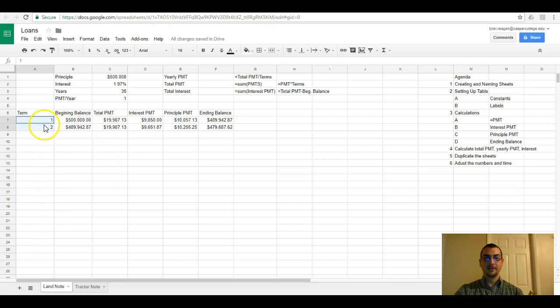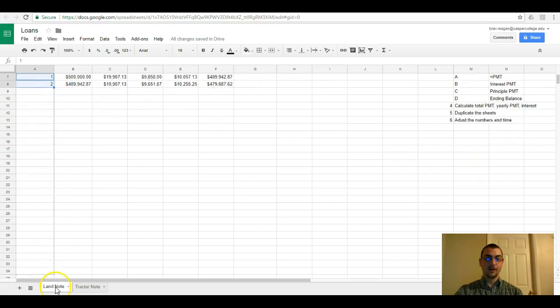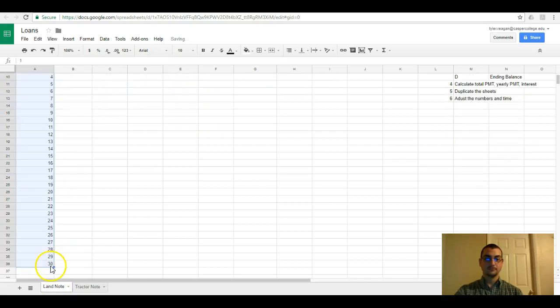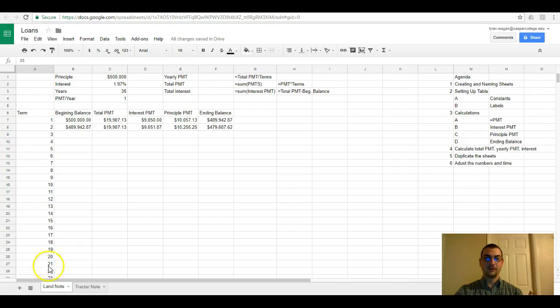So after we get that done, we want to say, all right, the number of terms, which is how many times you're going to make a payment, is equal to the number of years times the payments per year. So in this case, it's 35 times 1. So I want to go ahead and drag these terms all the way down to 35. We're almost there. We want to drag it down just 5 more spots. 1 more. So that's how many times we're going to make a payment. We're going to write out a check 35 times for this land.